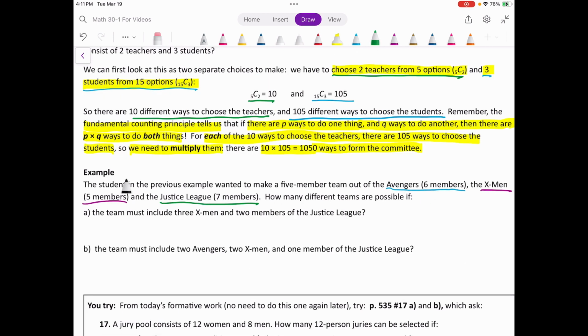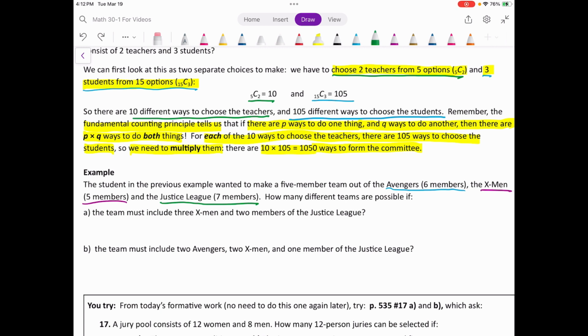Okay, let's see if we can apply this idea here in an extension of that superhero example. All right, so same student, same situation. They want to make a 5-member team out of the Avengers, the X-Men, and the Justice League. How many different teams are possible if the team must include 3 X-Men and 2 members of the Justice League?